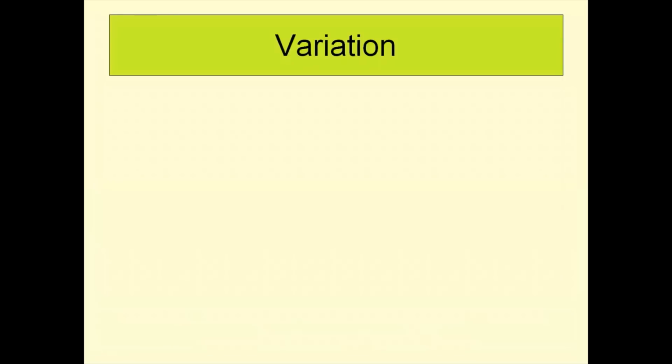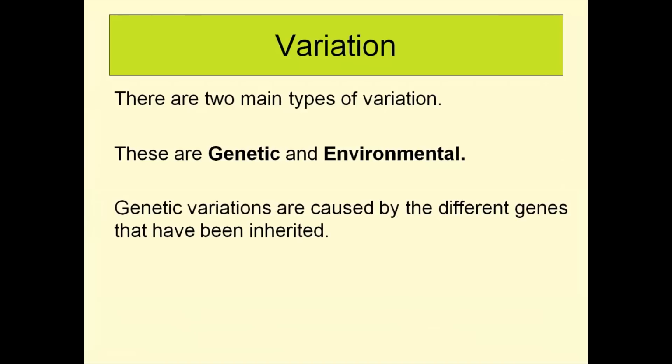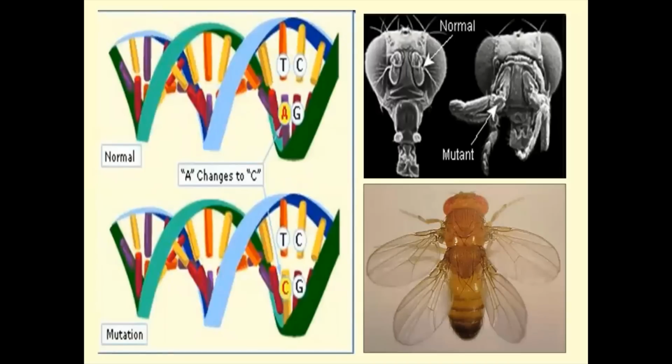We've talked about variation in our previous video as well. There are two main types of variation. One is genetic and the other is environmental. Genetic variations are caused by different genes that have been inherited from our parent generation, whereas environmental variations are caused by the conditions in which the organism has developed. If any nucleotide changes, mutation occurs. So over here, A base changes to C, causing mutation.